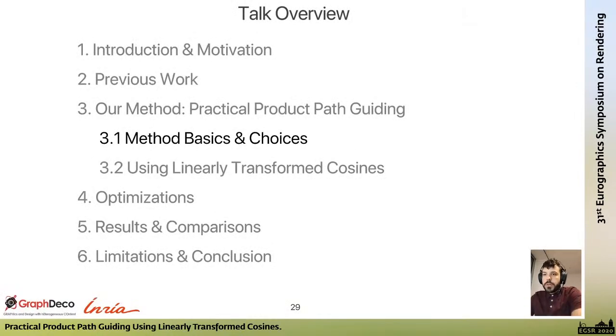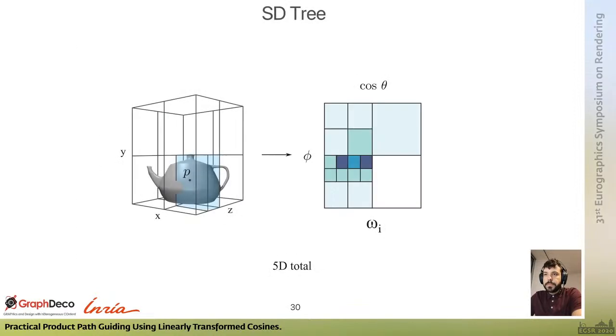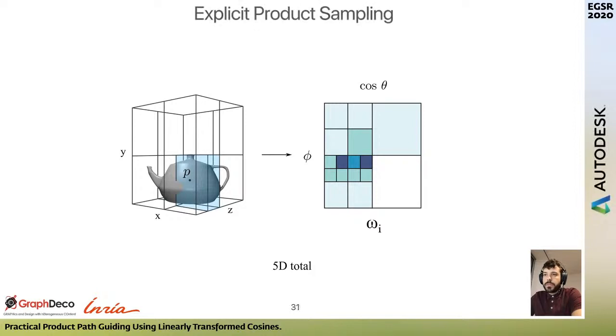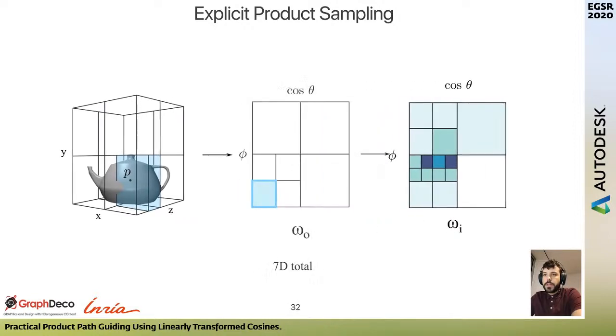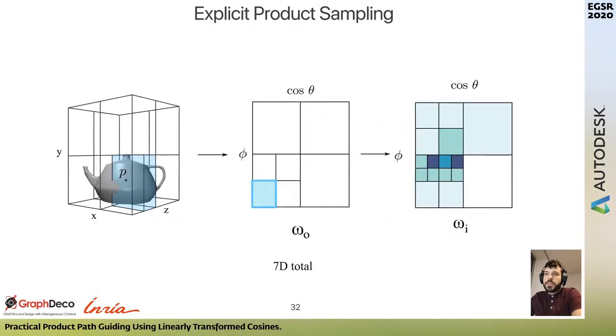So let's talk about what choices we had and the basics of our method. Since we expand the method from Muller and colleagues, we also use a special directional tree with 5 dimensions. The naive way to introduce product sampling would be to store the product explicitly. This would increase the dimensions of the data structure to 7, which would be too costly both in terms of performance and in terms of memory.